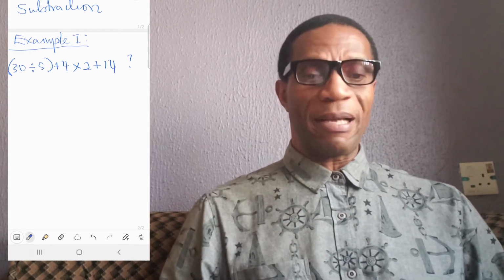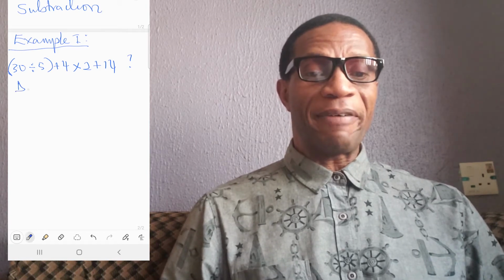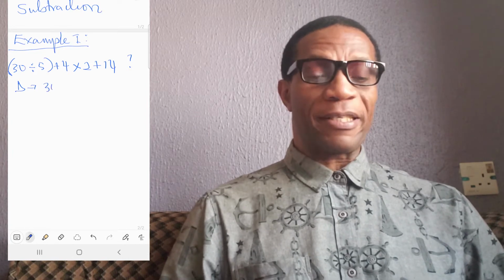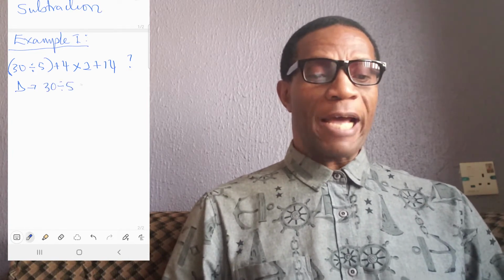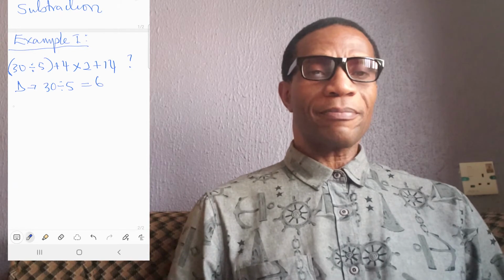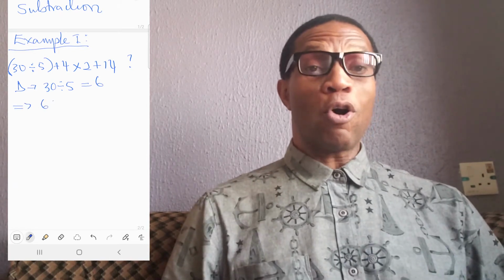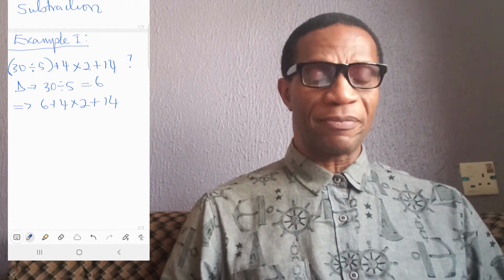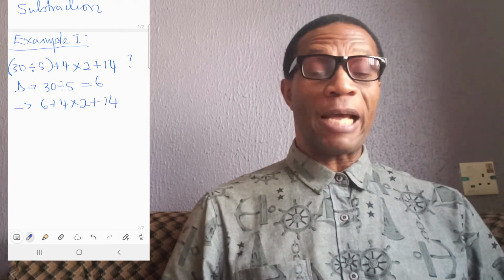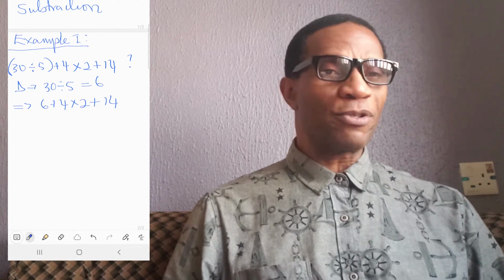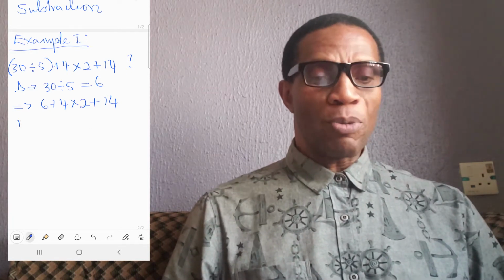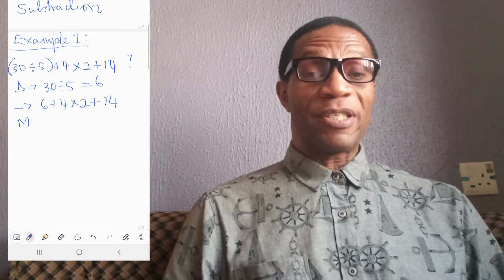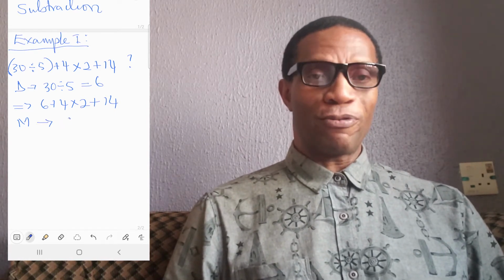So in resolving the bracket, that means you're going to resolve 30 divided by 5. That will give us 6. So our line 2 now looks like 6 plus 4 times 2 plus 14. That's our second line. There's no occurrence of of, so we move on to multiplication, and there we have it. In the line 6 plus 4 times 2 plus 14, we have 4 times 2, which is multiplication. So we multiply that out to have 8. That brings our next line to 6 plus 8 plus 14.